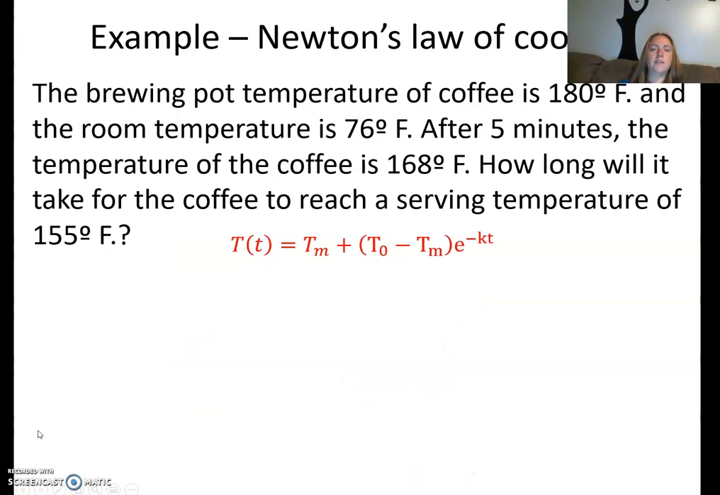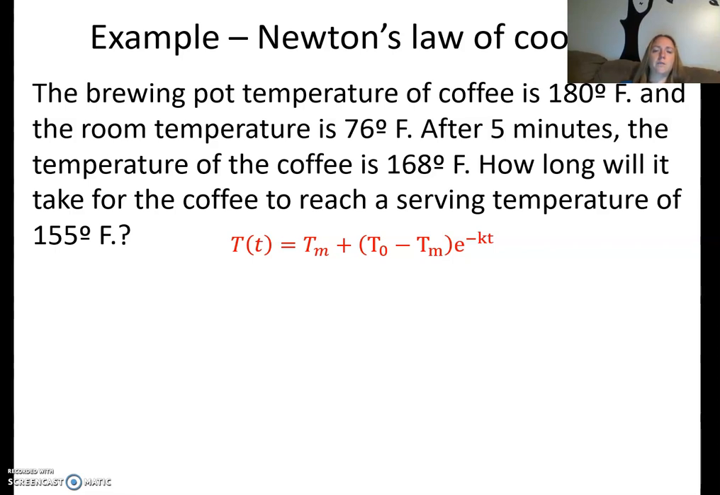Okay. So then let's take a look at Newton's law of cooling. I'm sorry that my face is blocking everything out over there. The brewing pot temperature of coffee is 180 degrees Fahrenheit. The room temperature of this problem is 76 degrees Fahrenheit. After 5 minutes, the temperature of the coffee is 168 degrees. How long will it take for the coffee to reach a serving temperature of 155 degrees?